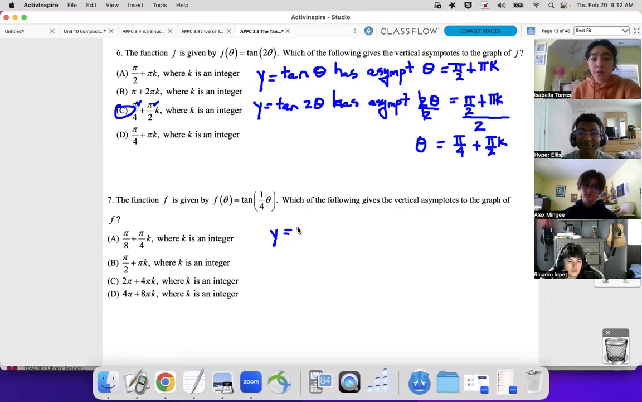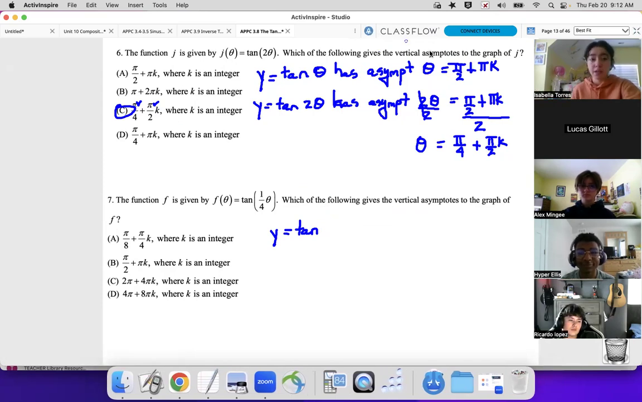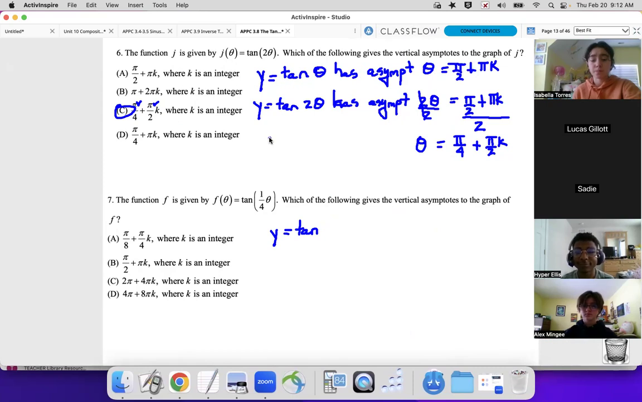Oh, I was just wondering, for number 6, is that original one, like the pi over 2 plus pi k? Do we use that for all of 6, 7, 8, and 9? Yes, that is how we do it. Okay. So wait, where did that come from? It comes from the original function.